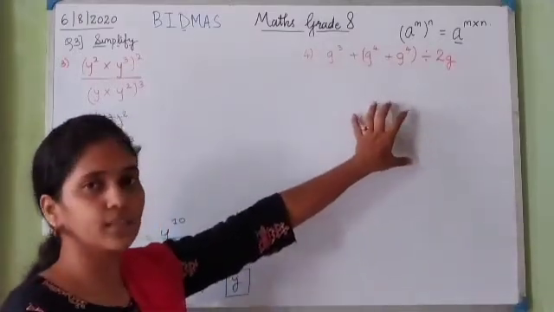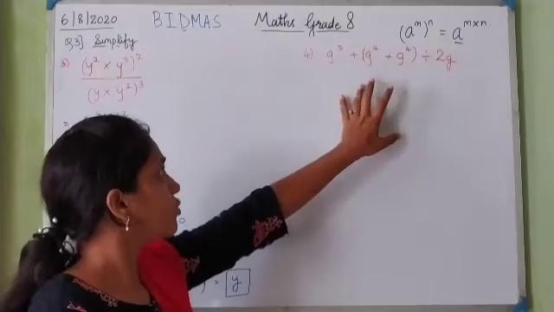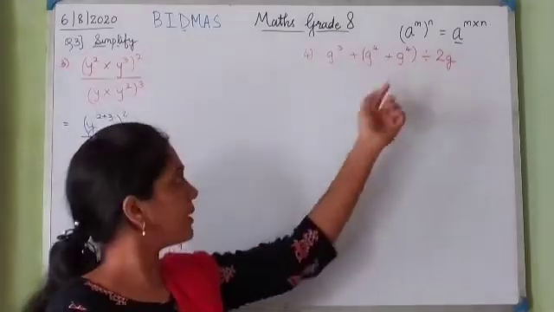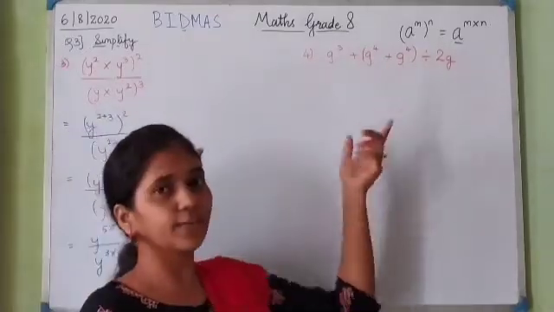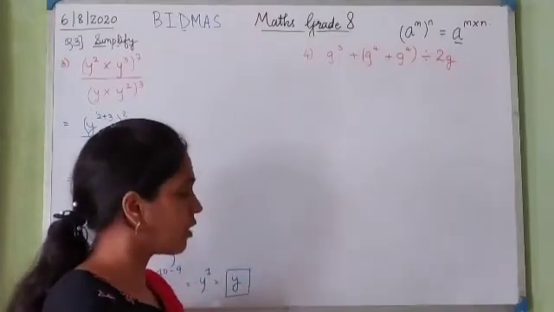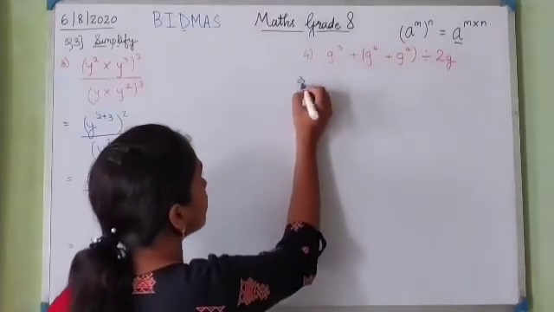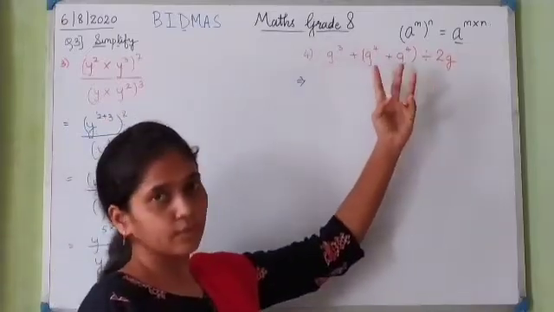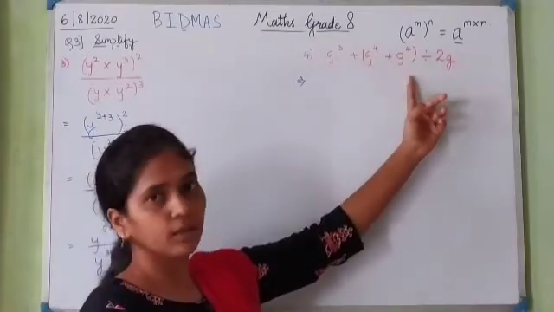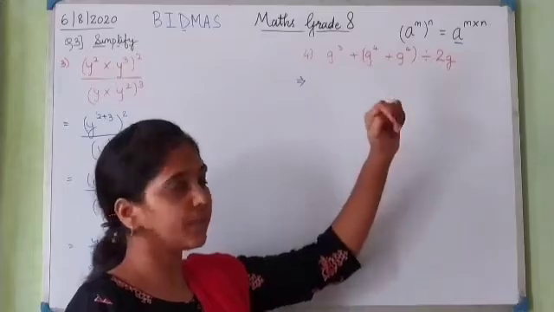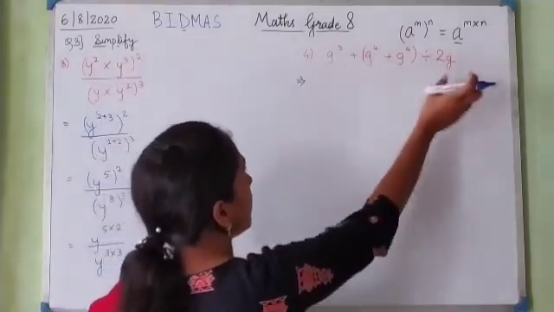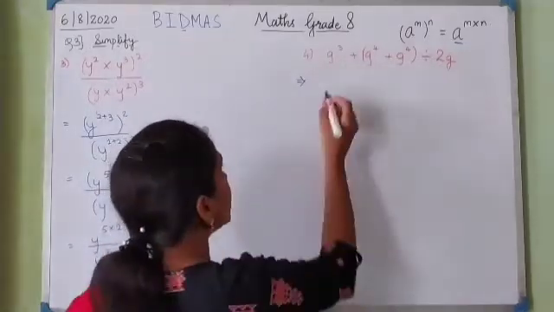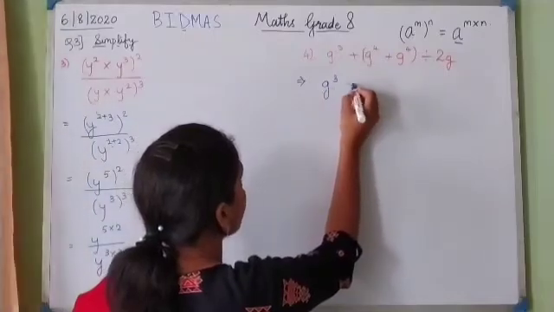The fourth example is a bit different. So please understand it very carefully, how I am solving it. Here you can see that there is a bracket. So we first have to solve the bracket according to the BIDMAS rule. So I keep all other things as they are and I only solve the bracket.